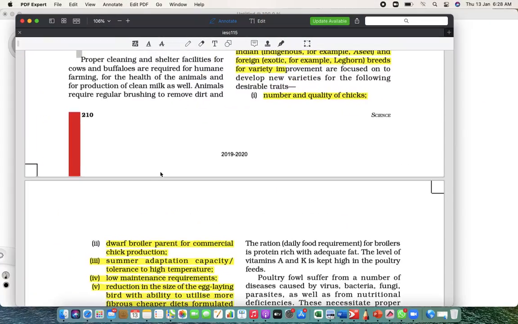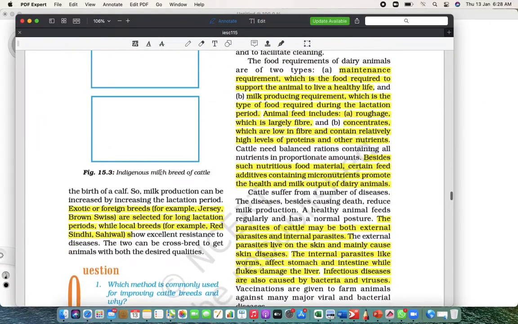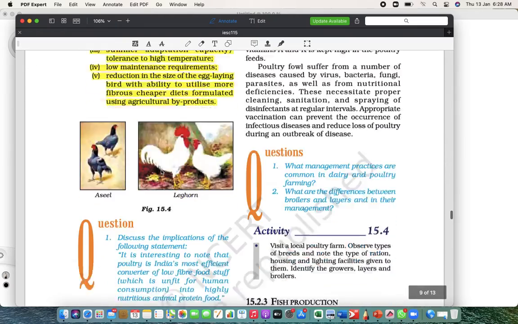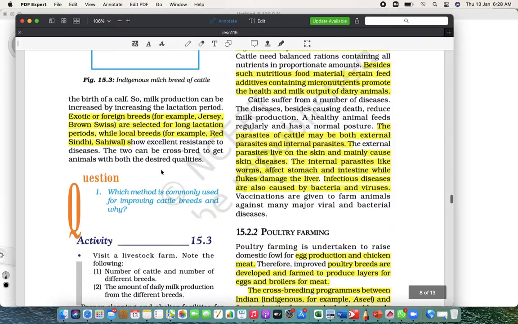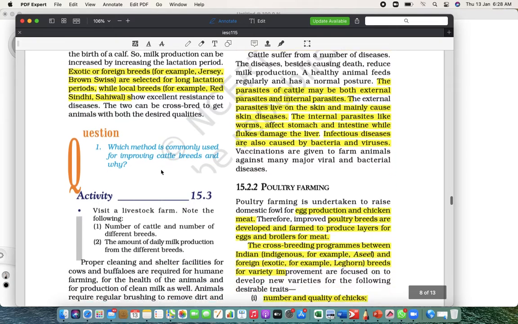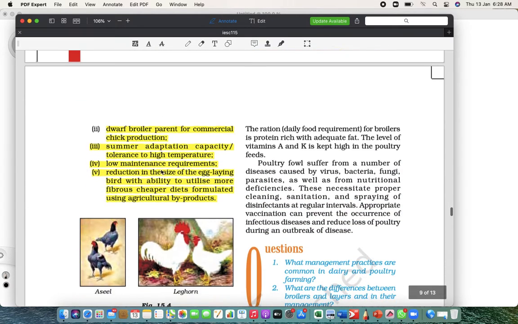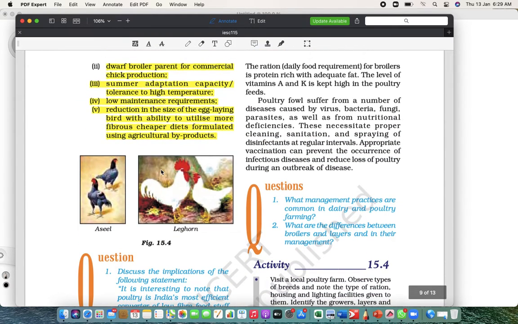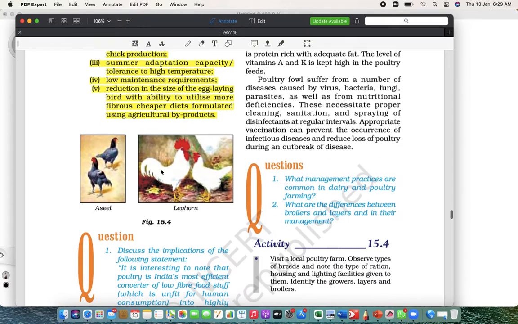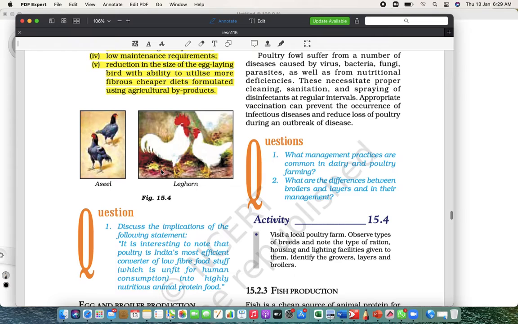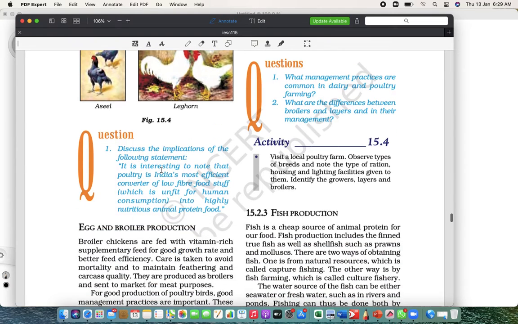Now, yesterday we learned about poultry farming, right? In that we have seen a little about how poultry farming works. They did cross breeding programs also to get desired properties, right? Broiler chickens, summer adaptation, low maintenance requirement, reduction in the size of the egg laying bird. Such things they have done.